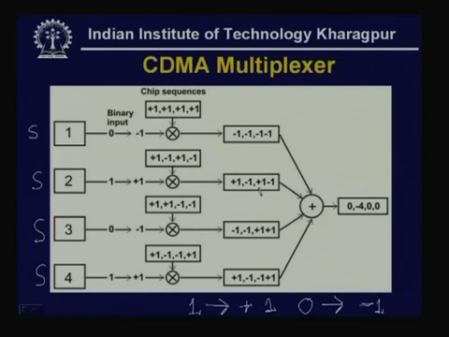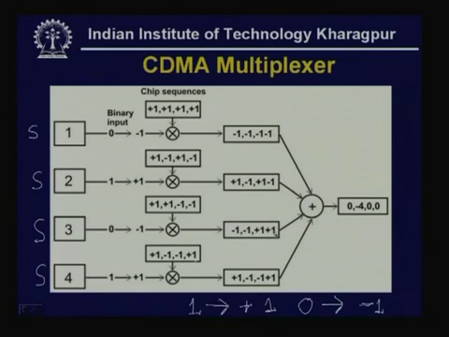So +1, -1, +1 and -1, it remains the same. Then -1, when this is multiplied, it becomes +1 +1 -1. The chip sequence becomes -1 -1 +1, and from station 4 it is multiplied with +1, because the binary data is 1. So it becomes +1 -1 -1 +1.